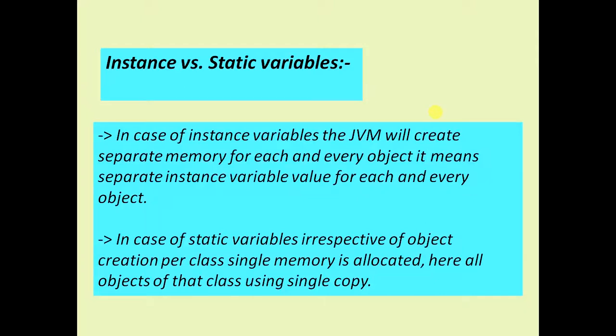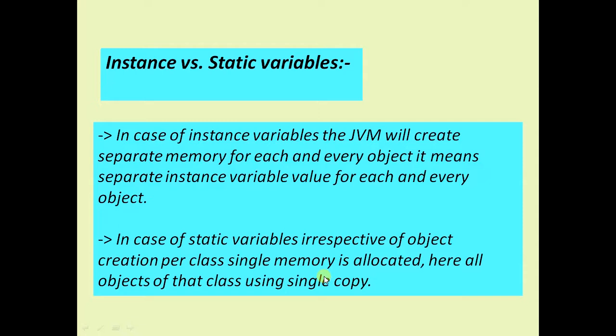Hi friends, in this session we are going to discuss instance variables versus static variables. So let's start. In case of instance variables, the JVM will create separate memory for each and every object. It means separate instance variable value for each and every object. In case of static variables, irrespective of object creation, per class single memory is allocated. Here all objects of the class use a single copy.